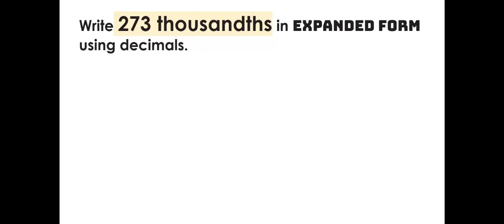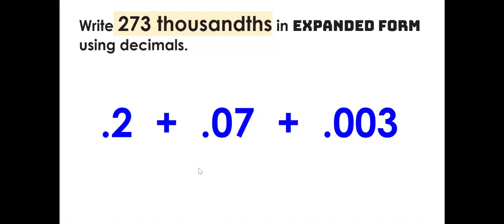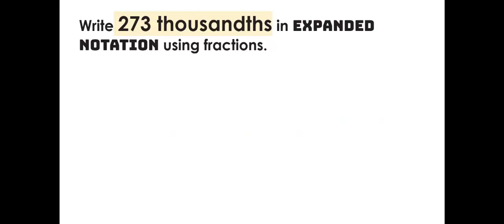Are you ready to check? Did you have 2/10ths plus 7/100ths plus 3/1000ths? If so, awesome, great job. If not, see where maybe you made a mistake and can try better the next time. All right, let's try one more time. This same amount, 273 thousandths, can we put it in expanded notation using fractions?